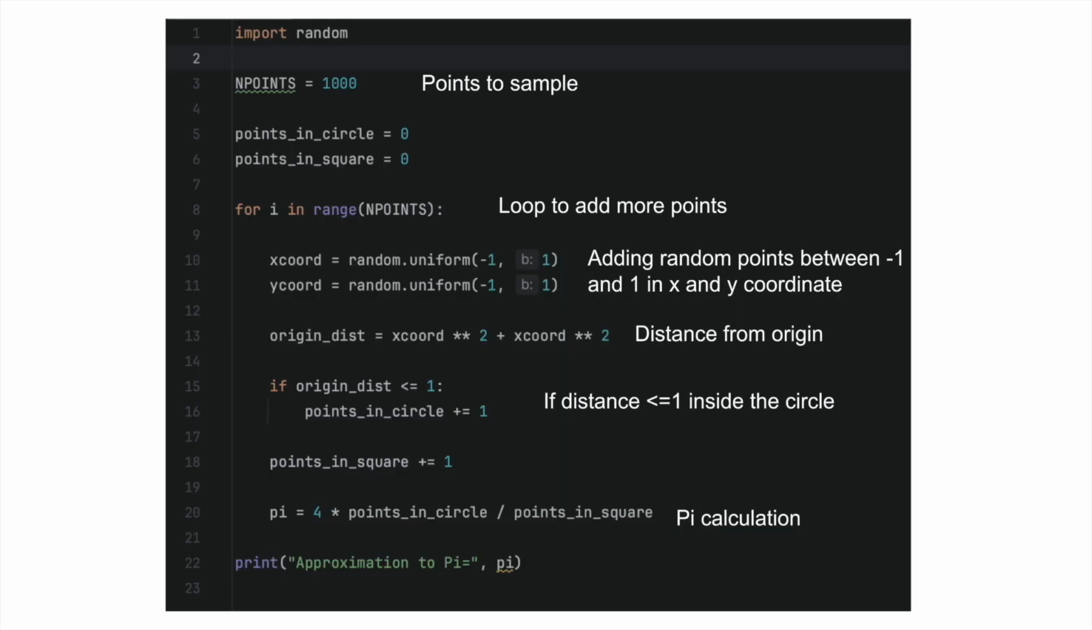Looking at the code we have, we can define the number of points to sample. We have a loop to add more points, and a function to assign x and y coordinates randomly. Finally, we keep track of whether the point is inside the circle or not using the distance from the origin.